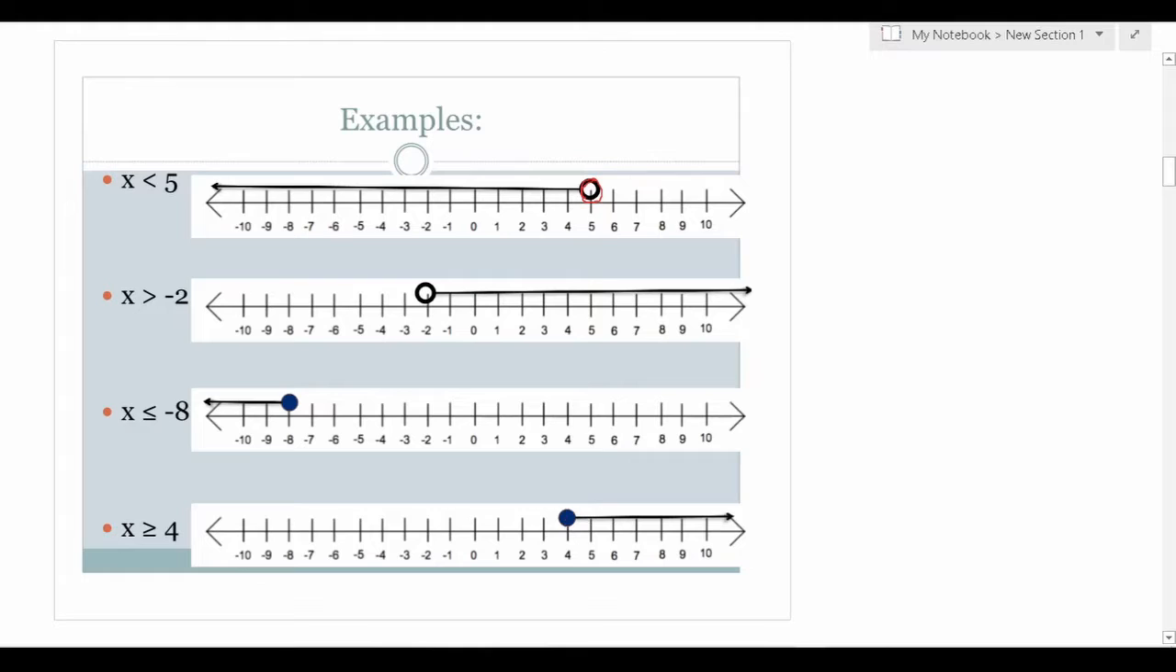So we place a closed circle above 4 on the number line, and the direction of the arrow goes to the right, implying that all these values under the line are in fact greater than or equal to 4.